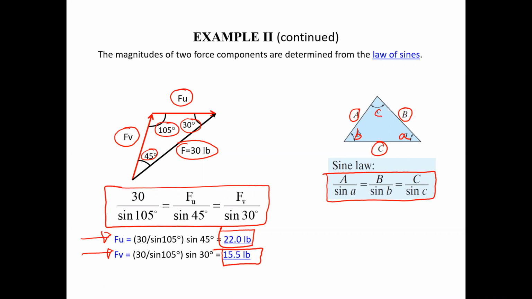So that's how you can resolve this force vector F into its two components along the two axes, u and v axis, right? So we did this method and we found F sub u and F sub v, which are the u component and v component of this force vector F.